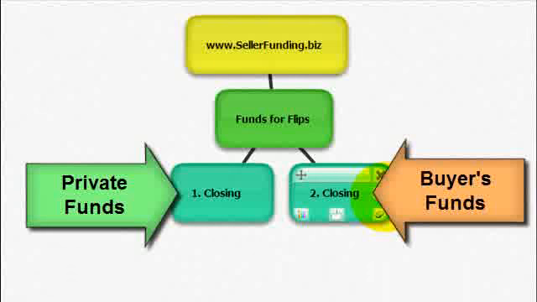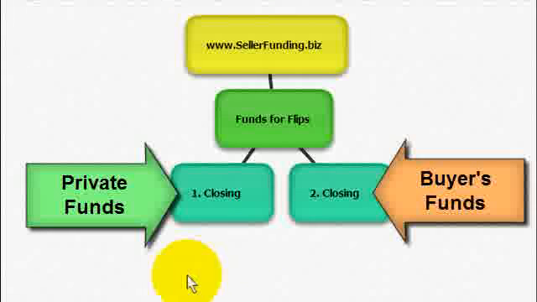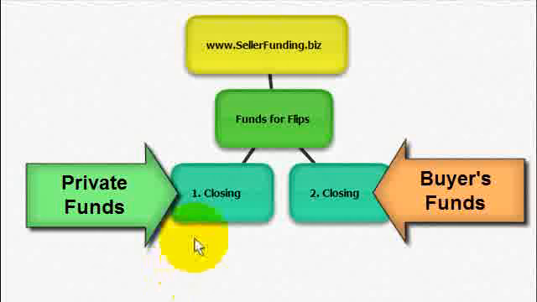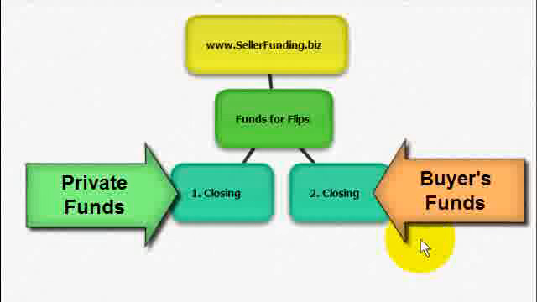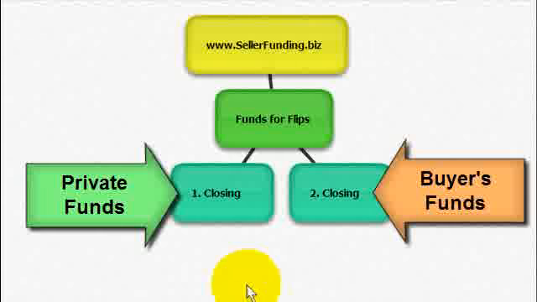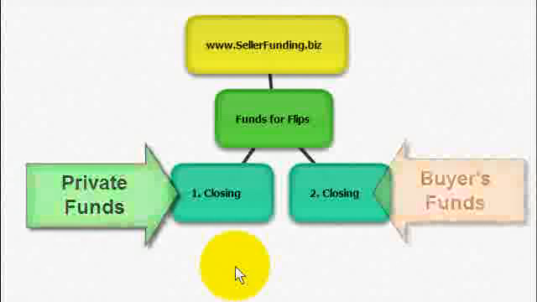This will typically happen on the same day. So just like in a wholesale flip transaction, you have to have your end buyer lined up and ready to close before you can close on the purchase transaction with the funds for flips. Short sales are a great example for this type of transaction, but it can apply to any flip transaction that you need to structure with two back-to-back closings.